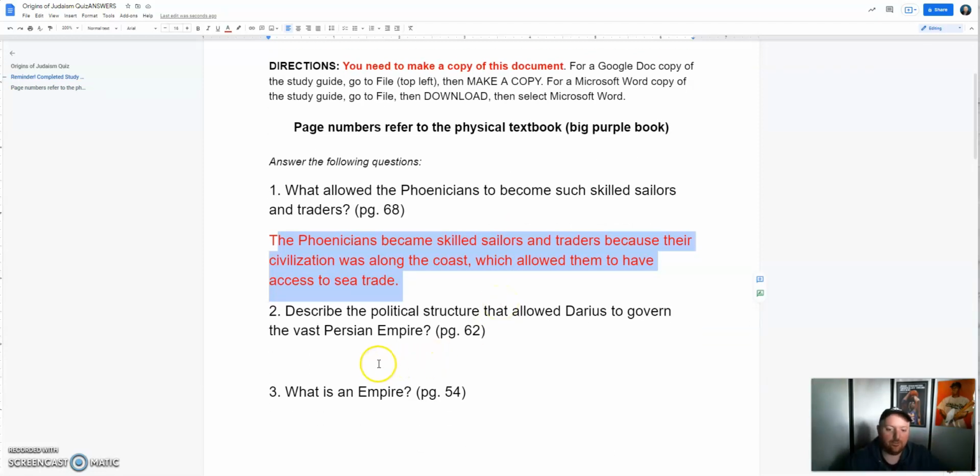So question number 2, describe the political structure that led Darius to govern the vast Persian Empire. So what you've got to think is, imagine you are an ancient king and you have this huge empire that stretches 1,000 miles.